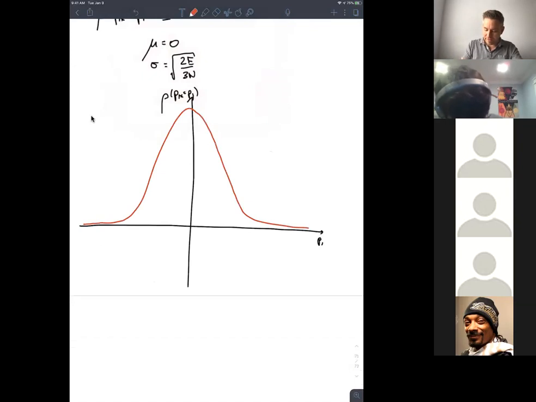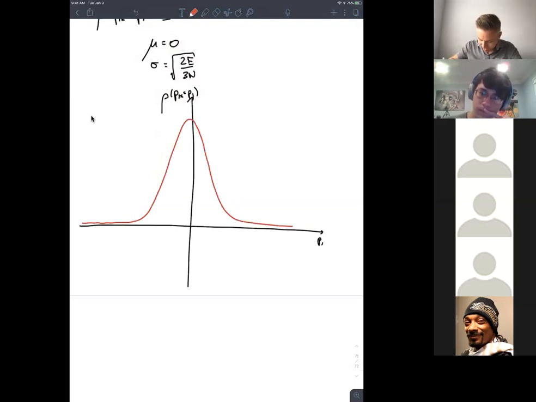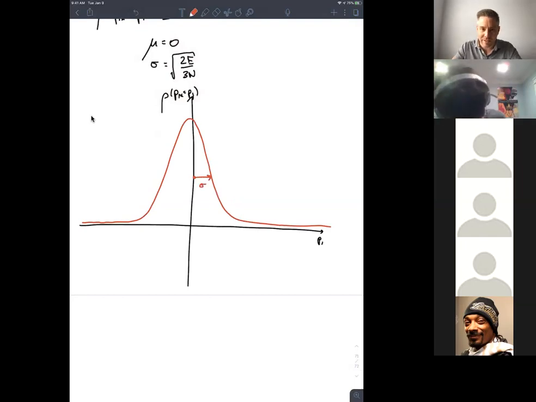Okay, and the standard deviation is the width of this. Well, so it's not, excuse me, draw it again. My undo button got a little too hyperactive there. So the standard deviation specifically is the distance from the mean out to the inflection point of this curve. So that is the standard deviation.